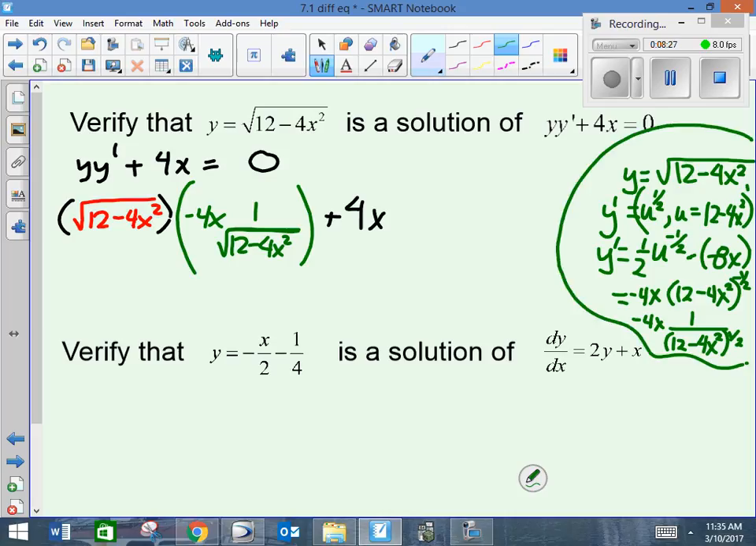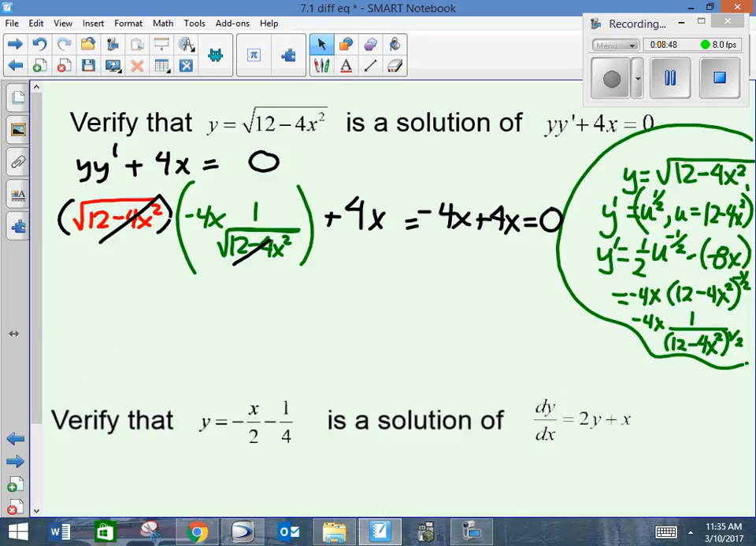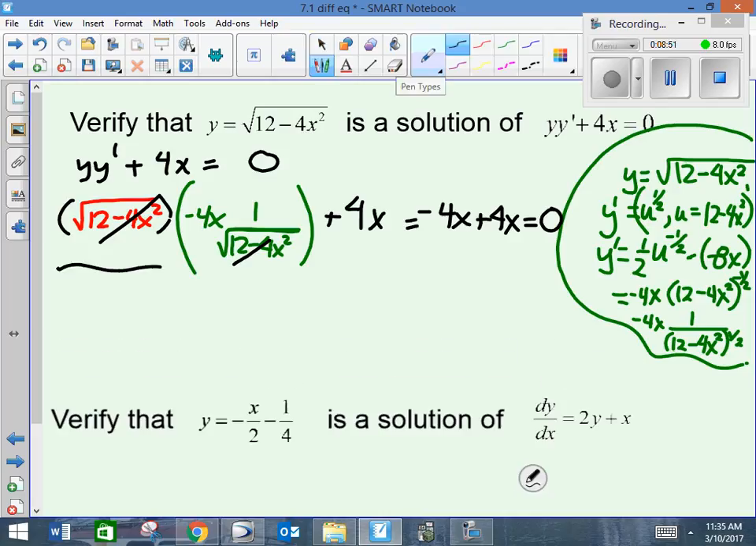All right, so now what? These are going to cancel. And what's my next obvious step? Negative 4x plus 4x, which equals 0. Okay? I told you I was going to show you a different way, and I didn't. I did it the same old way. Okay, so let me just show you how you can do it a little different if you like this.